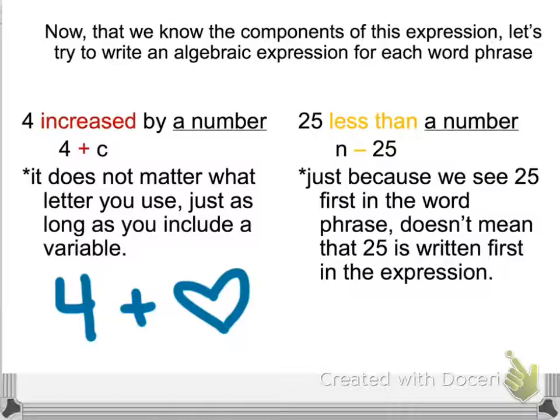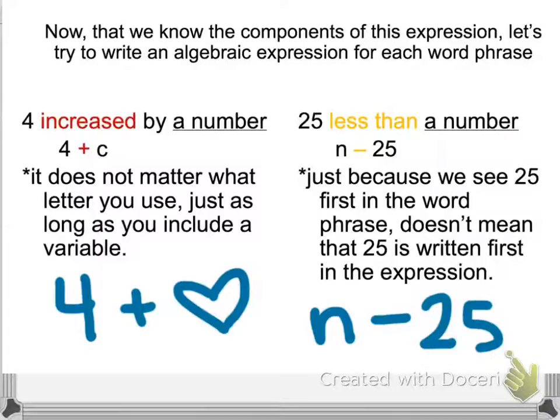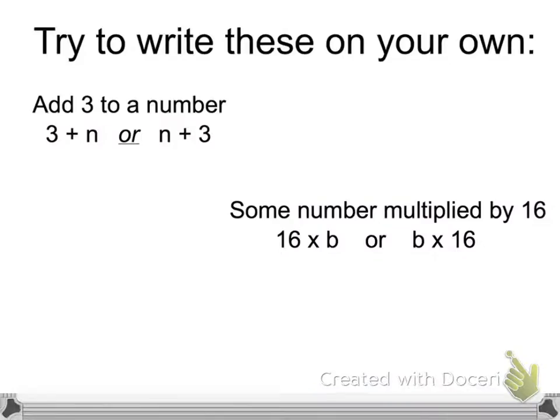Let's look at this next one. It says 25 less than a number. So it says 25 less than some number, and you're going to write some number minus 25. You could write stars minus 25. It's really important in subtraction that the order of how you write your algebraic expression matters. So you'll need to really pay attention to what order you write it in.